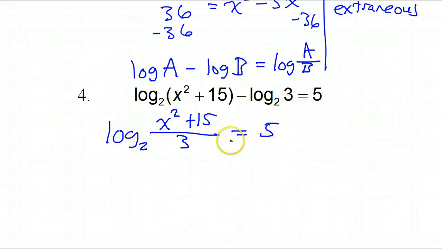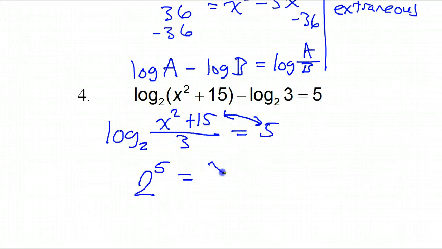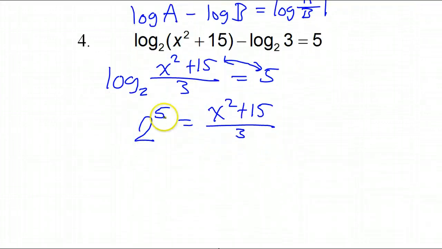Alright, that's as far as I can go here. It is time to rewrite this in exponent form. So start with the base, which is 2. Bring that down. Now these two parts are going to trade sides. So the 5 is going to come over here and become a power. This whole fraction is going to come over here. Alright, now 2 to the 5th power turns out to be 32.